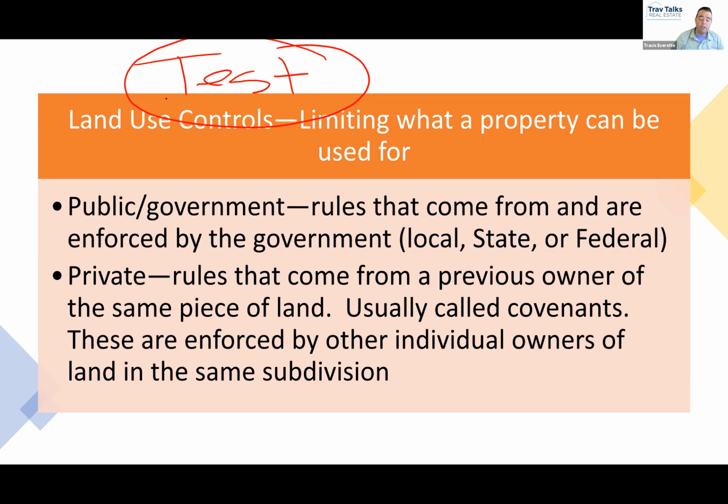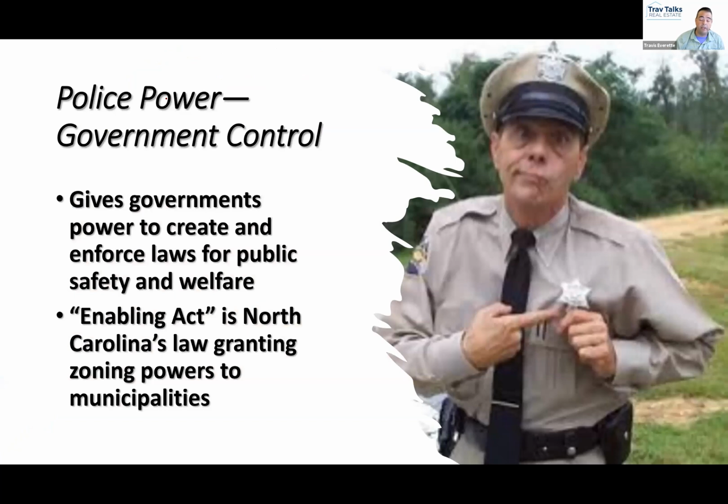So it's always about enforcement when we talk about these controls on the property. Now, the government's control comes from something known as police power. If you see that phrase on the test, that is just the authority that has been given to your state government by the federal government, to your local government by the state government.